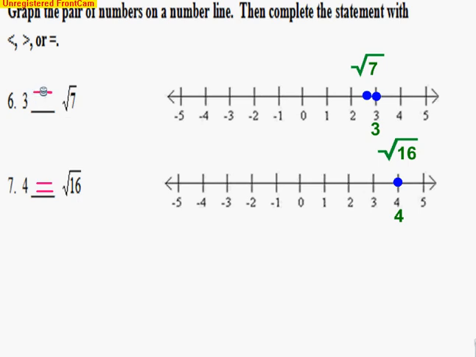Let's see if we can get this one a little bit neater here. And we found 3 is greater than the square root of 7. That reviews our real number system.